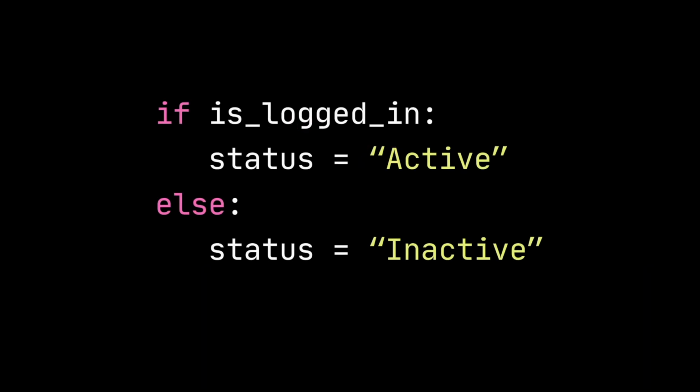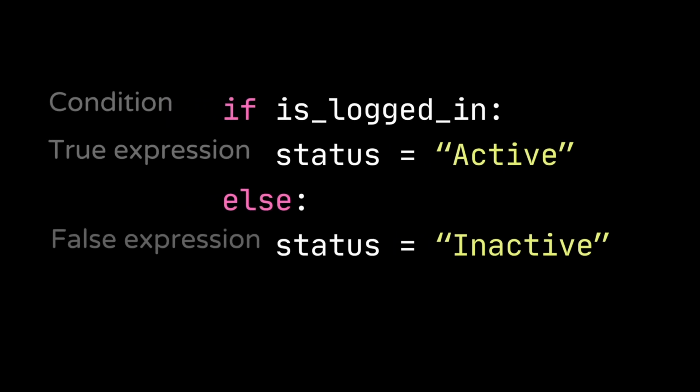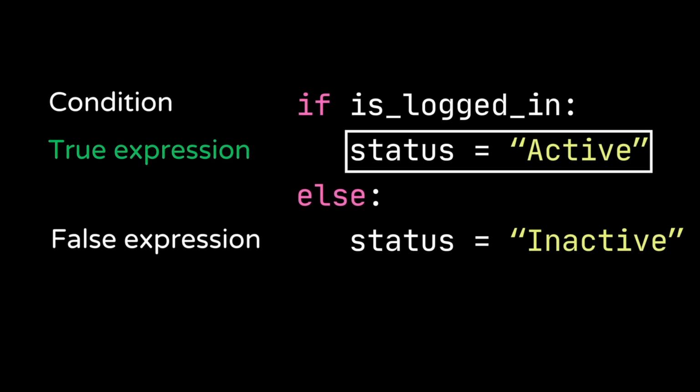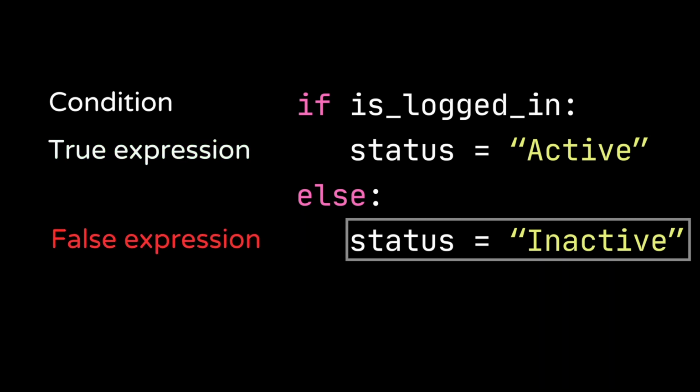Here's a more practical example. If isLoggedIn is true, we set the status variable to the string active, otherwise we set it to inactive. The condition is isLoggedIn. We set status to active if the condition is true, and inactive if the condition is false.